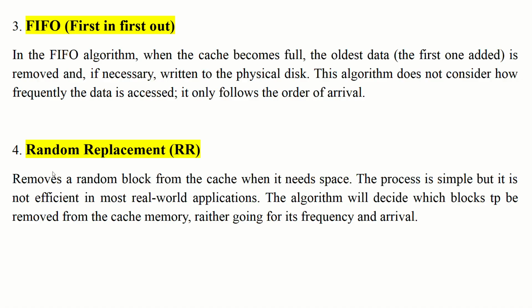Then comes random replacement. Random replacement is like the system takes its own decision, because it is an intelligent storage system. With this algorithm, if the cache becomes full, it will randomly ask the data to go to the physical storage. Here we are not giving any kind of preference or first in first out preference. It is just randomly choosing and placing that particular data into the physical storage when the cache becomes full.